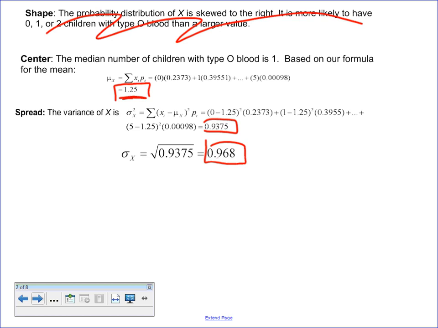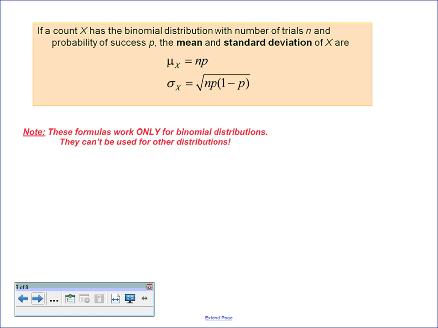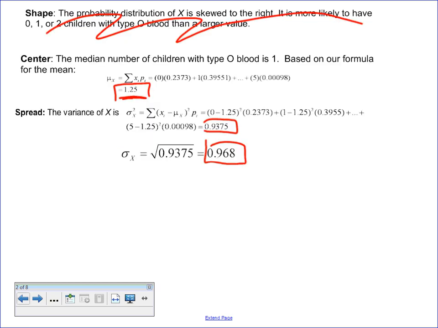And that pattern, in a binomial setting, and this is on your formula sheet for the AP exam, is that the mean is just n times p. And you're like, well, what does that mean? Well, back here we said the probability was 0.25 of any one kid getting it, and we tested 5 kids, so n times p equals 1.25.